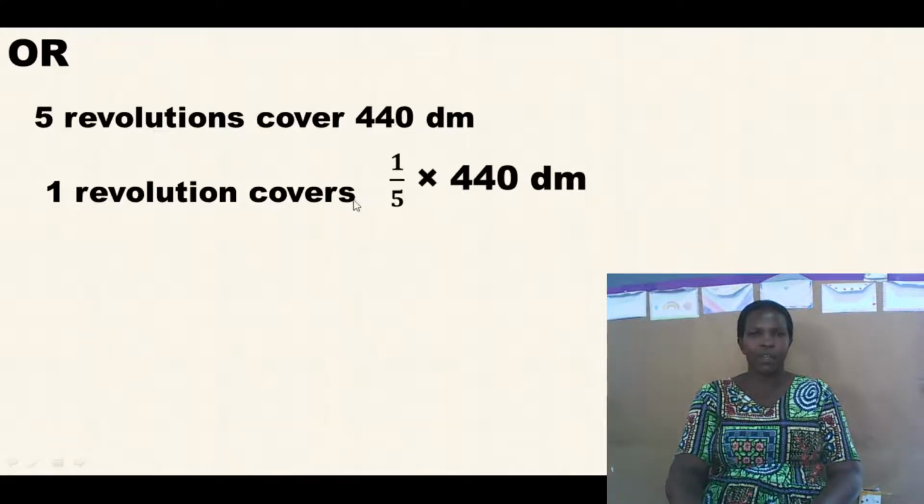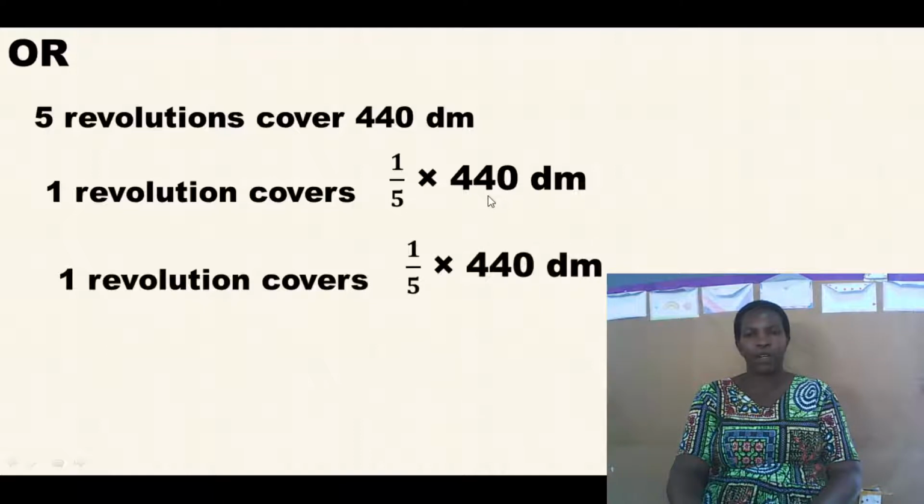Where does 1 out of 5 come from? Remember, 5 revolutions cover 440 decimeters. Now, 1 revolution will cover 1 out of 5. In other words, in most cases, you say new out of old. New out of old, so times the 440 decimeters. Still looking at 1 revolution, it covers 1 out of 5 times 440.